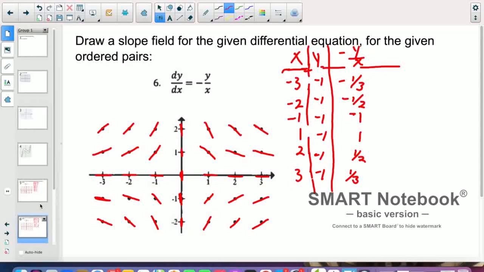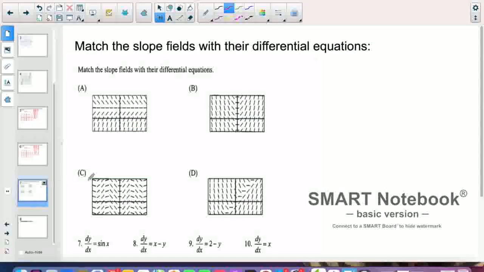And again, if you can find a pattern within the ordered pairs, it will save you some time. The next thing they're going to ask us to do is they might give us some slope fields and ask us to compare the slope field with the differential equations. Figure out which of these slope fields go with these differential equations.